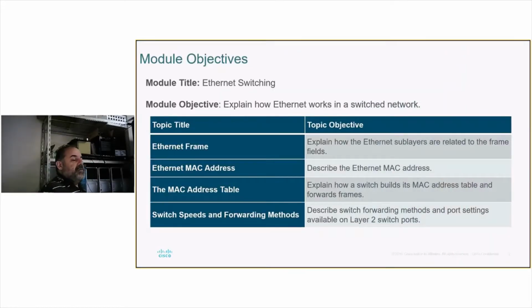So we're going to explain how Ethernet works in a switch network, and we'll look at the frame format for an Ethernet frame. We'll look at how Ethernet MAC addresses work, how a switch builds its MAC address table, which is what it uses for forwarding frames towards hosts. And we'll look at switch speeds and forwarding modes as well.